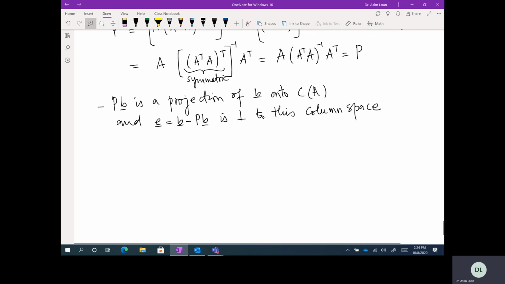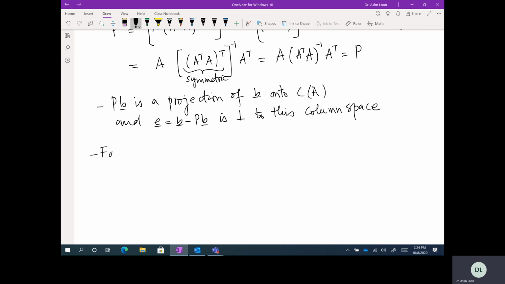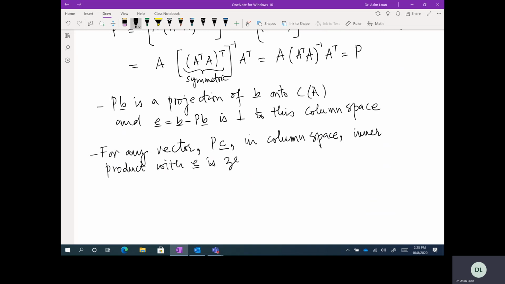Okay, so before we end, for any vector PC in the column space, the inner product with E is 0. Obviously, because E lies in the left null space and this lies in the column space, the inner product is 0.